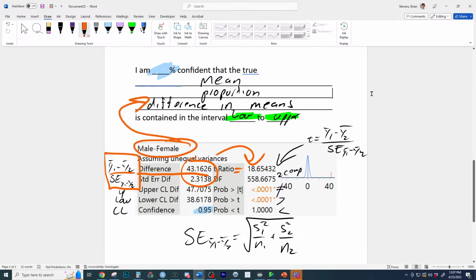So I am 95% confident the true difference in weights between males and females is contained in the interval 38.6 to 47.7, where males are typically heavier than females.